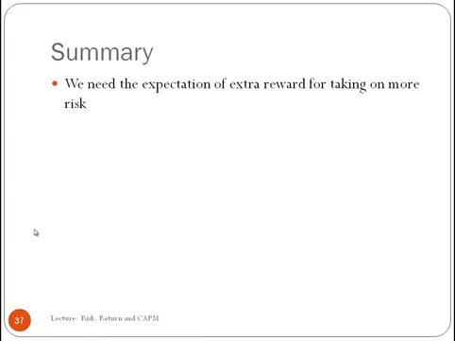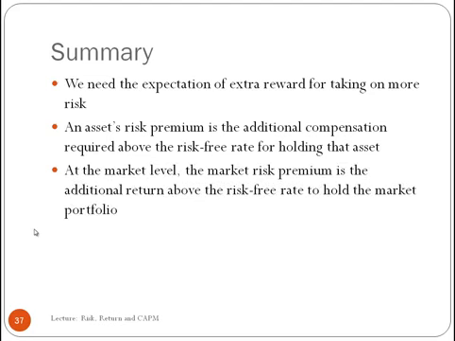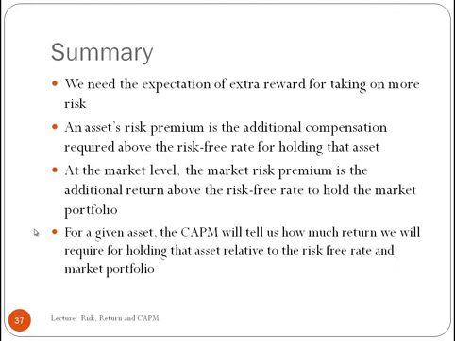Summary of this lecture. Well, we started out by saying we need the expectation of higher reward for taking on more risk. Next, we saw that an asset's risk premium is the additional compensation required above the risk-free rate for holding the asset. Now, at the market level, the market risk premium is the additional return above the risk-free rate to hold the market portfolio. And for a given asset, the CAPM tells us how much return we'll require for holding that asset relative to the risk-free rate and the market portfolio.